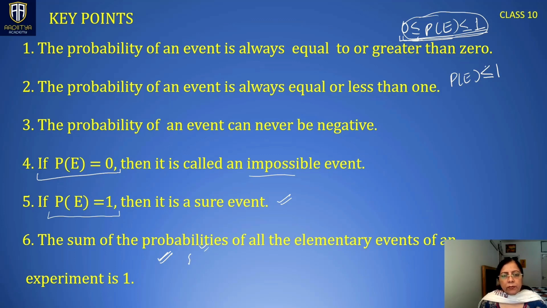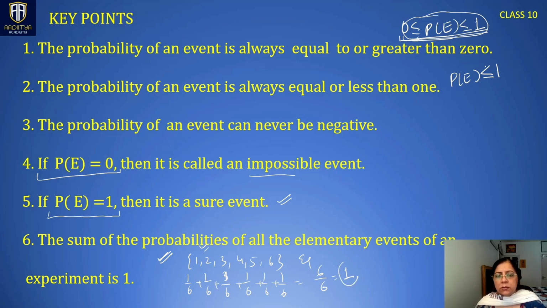Like if I write the sample space of a dice, probability of getting 1 is 1 by 6. Probability of getting 2 is also 1 by 6 because here all these are equally likely possible. So every event has got the same probability which is 1 by 6. So if we add them, we get 6 by 6 which is 1. So, similarly, in case of all the elementary events, the sum of the probabilities of elementary events always lead us to 1.